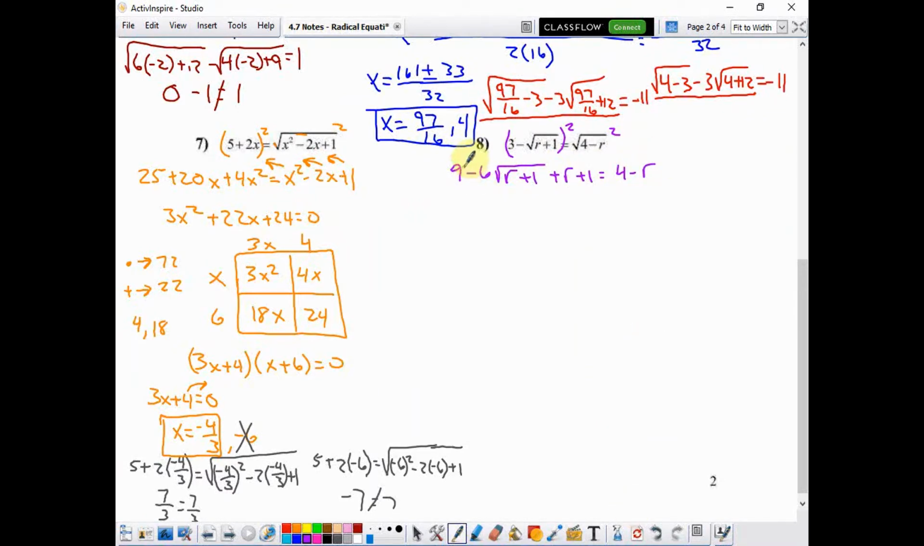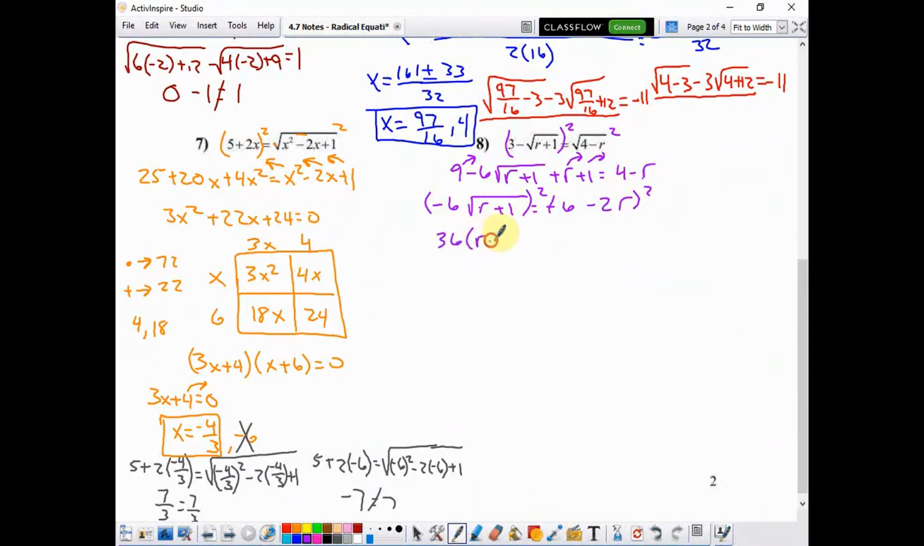Okay, I need to move everything except the radical term over. Okay, so I've got 4 minus 1 minus 9. So that's 4 minus 10 is negative 6. Negative r minus r is negative 2r. Square both sides again.